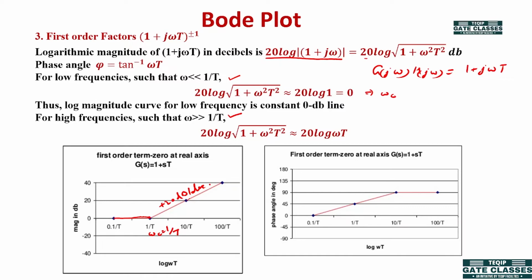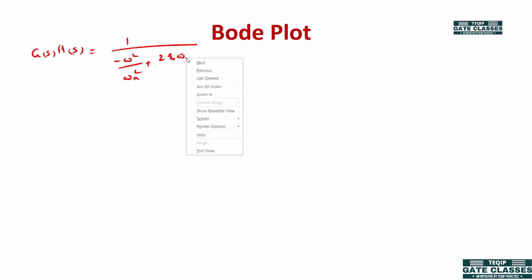So as we have seen, first order poles and zeros. Next is the second order pole. So we have a pole of the form G(s)H(s) equal to 1 upon minus omega square upon omega n square plus 2 zeta j omega upon omega n plus 1. Okay, so this is in j omega form.